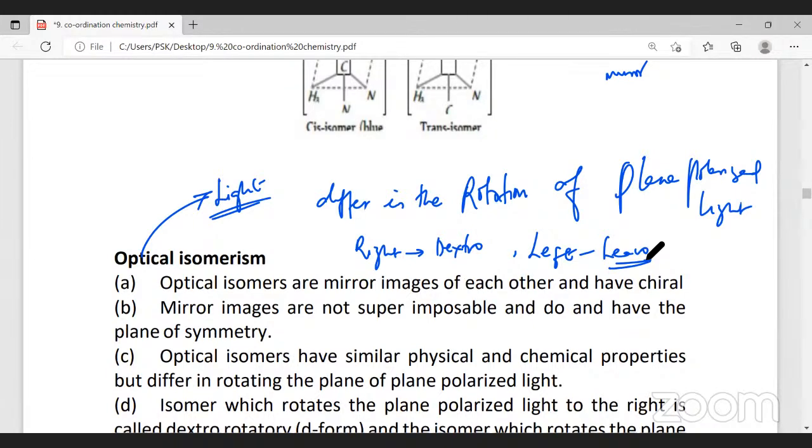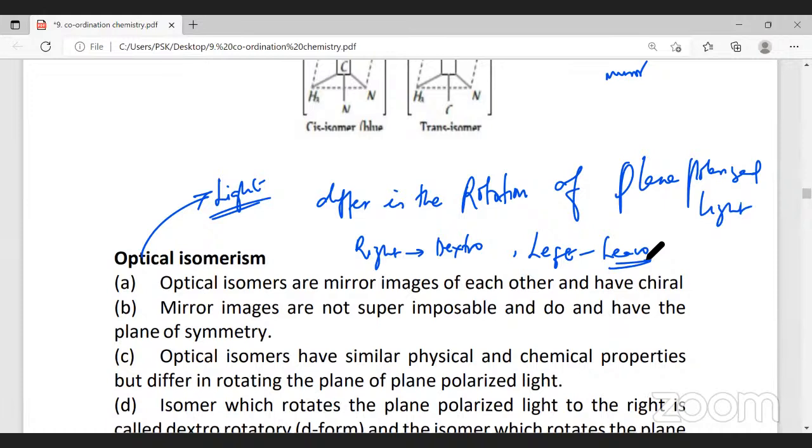In coordination chemistry, if a molecule has to exhibit optical isomerism, the molecules should have the same molecular formula and the same structural formula. They should be mirror images of each other, but that mirror image should not be superimposable. The mirror images should not overlap. The proper word is superimposable only. Don't use overlap. So, non-superimposable mirror images. That is the condition for optical isomerism.